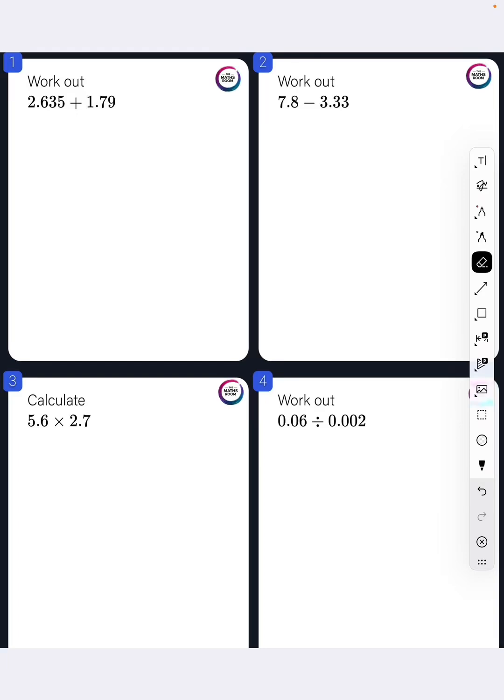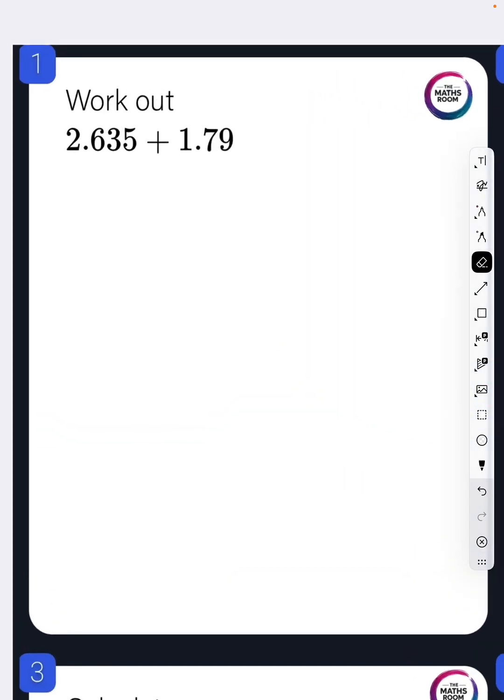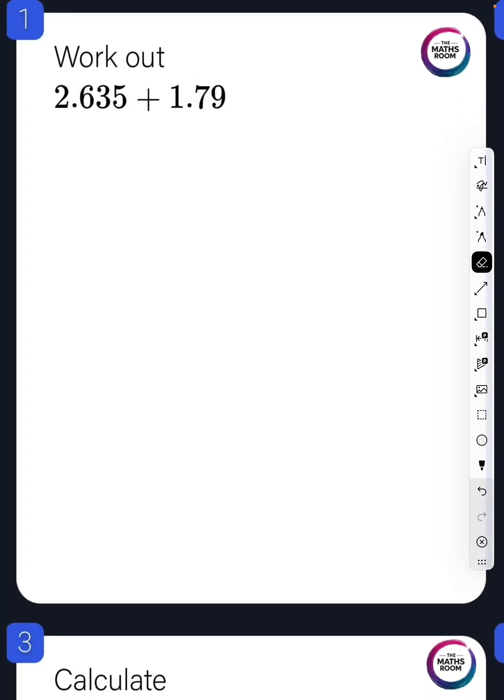Hello, let's take a look at some questions with decimals. We're doing add, subtract, multiplying and dividing with decimals. So let's take a look at question number 1. Feel free to pause the video and work it out yourself. So question number 1, we are adding with decimals.